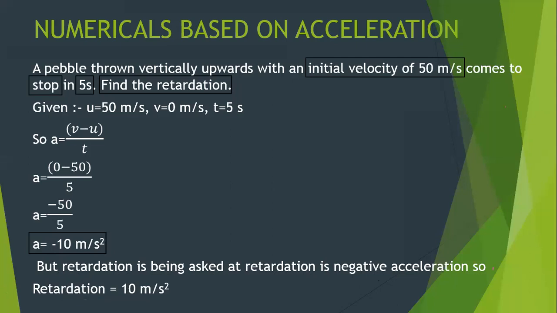All of you getting it? So there are two things you have to understand in this numerical. The first is when the object comes to stop, then the final velocity will be 0. And if retardation is being asked, you still use the same formula for acceleration, and whatever answer you get, you write it without its sign, because retardation itself means negative acceleration. Okay. Now let's talk about the next numerical.